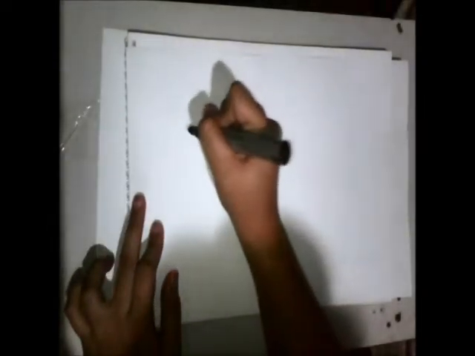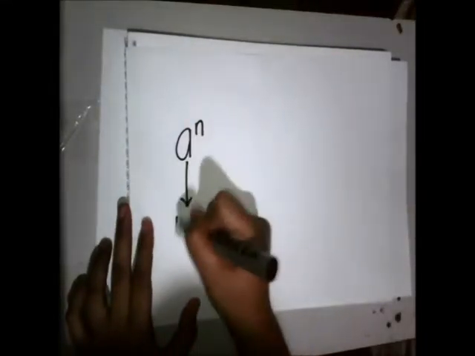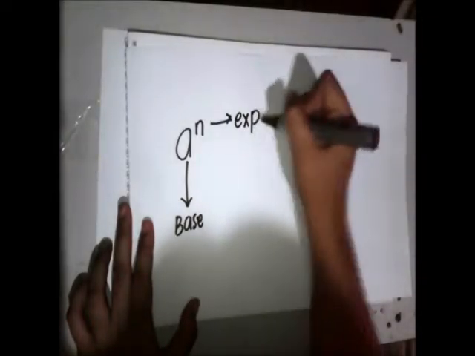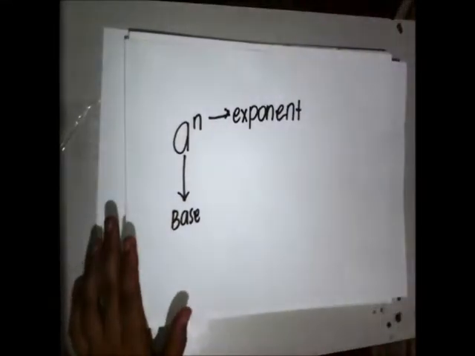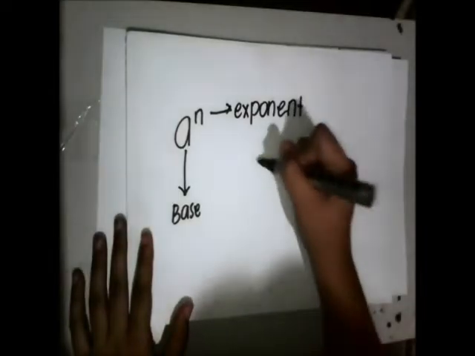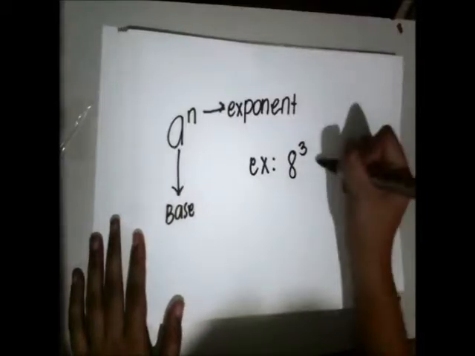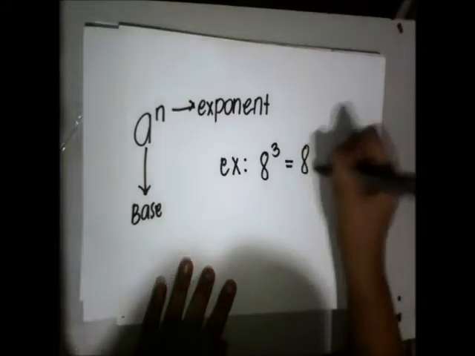But before that, we need to know first what is an exponent. So we have here a symbolic form for an exponential notation. A raised to n. A is the base and n is the exponent. So what is this exponent? An exponent indicates the number of times the base is used as a factor. We have here an example, 8 cubed. So using the definition of an exponent, we have 8 times 8 times 8.